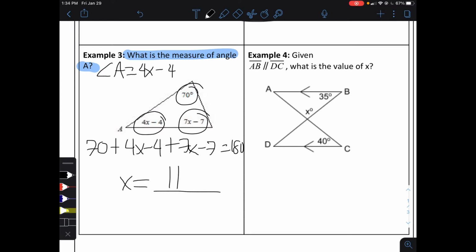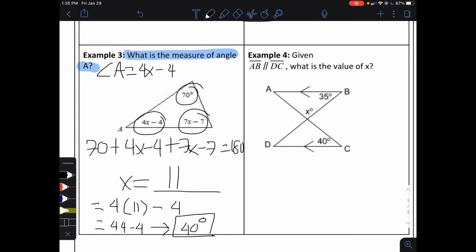So now I can take that and substitute x into A. Okay, so A is, remember, 4x minus 4. So 4 times 11 minus 4. That's equal to 44 minus 4, which is equal to just 40 degrees. And that is the measurement of angle A. We did find x, and that was our original goal, but because the question asked for one more additional step, we had to solve for that additional step.